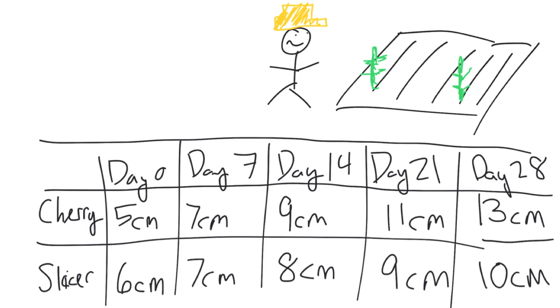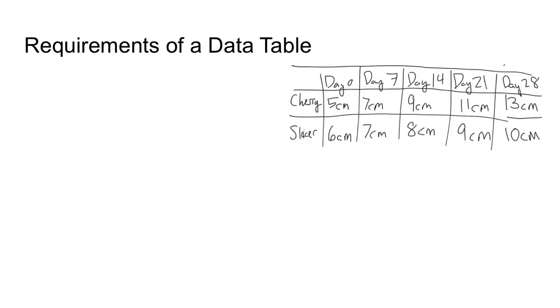And there's some important things that we're going to look at with data tables that he's got to have in order to really have a good understanding of what his data says. So as we're looking at John's data table with this cherry tomato and the slicer tomato over time, there's some requirements that we should have with this. And as we make data tables in science, there's some things that we should have every time in our data tables to make sure that we have the information that we need to communicate to someone else our results and to really remember our results after our experiment.